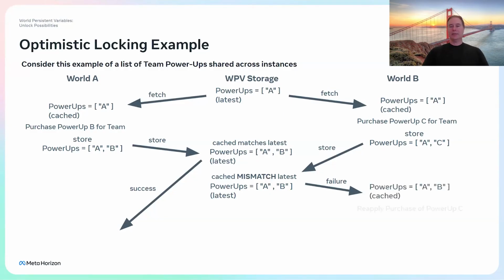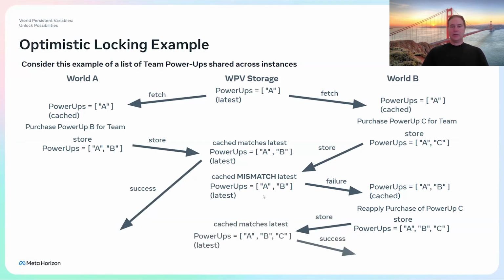So world B is going to get this failure. They're going to get the new value, though. When they get that failure, they get the new latest value, and they'll now have that in their cache. So they now know it's A comma B. They need to reapply the purchase of power-up C to their cached version. So now they have A, B, and C, and then they're going to store that. Try again.